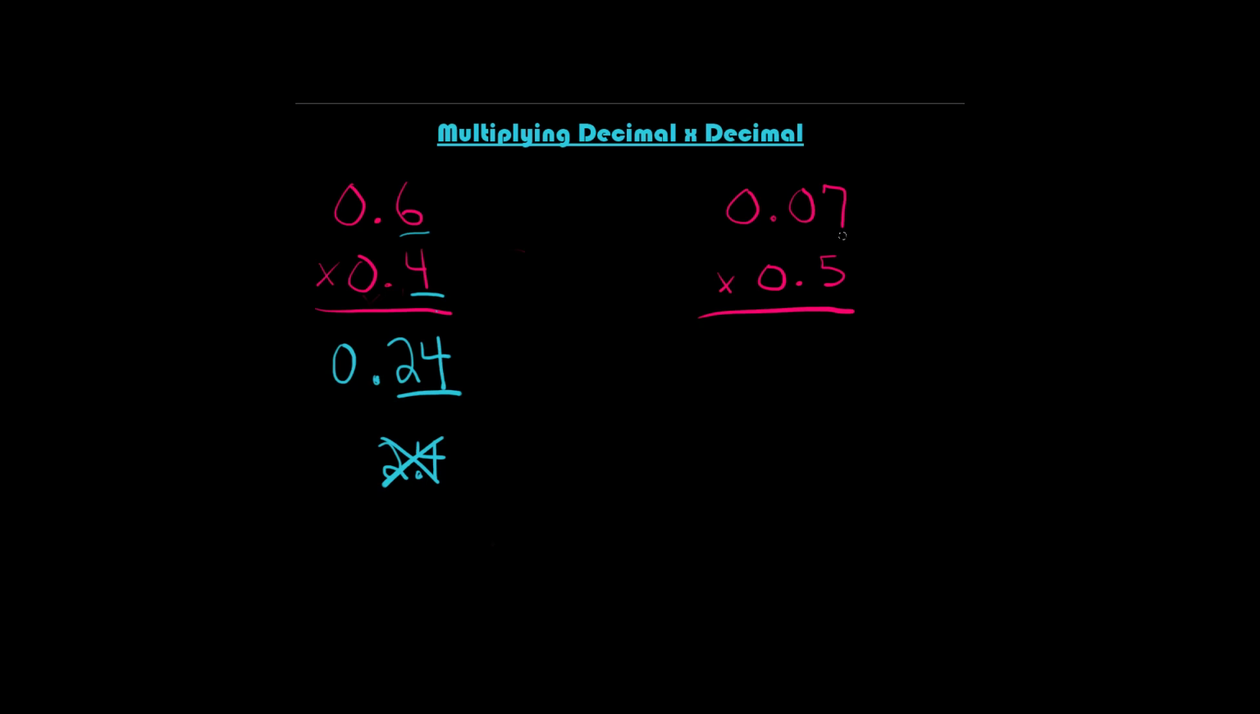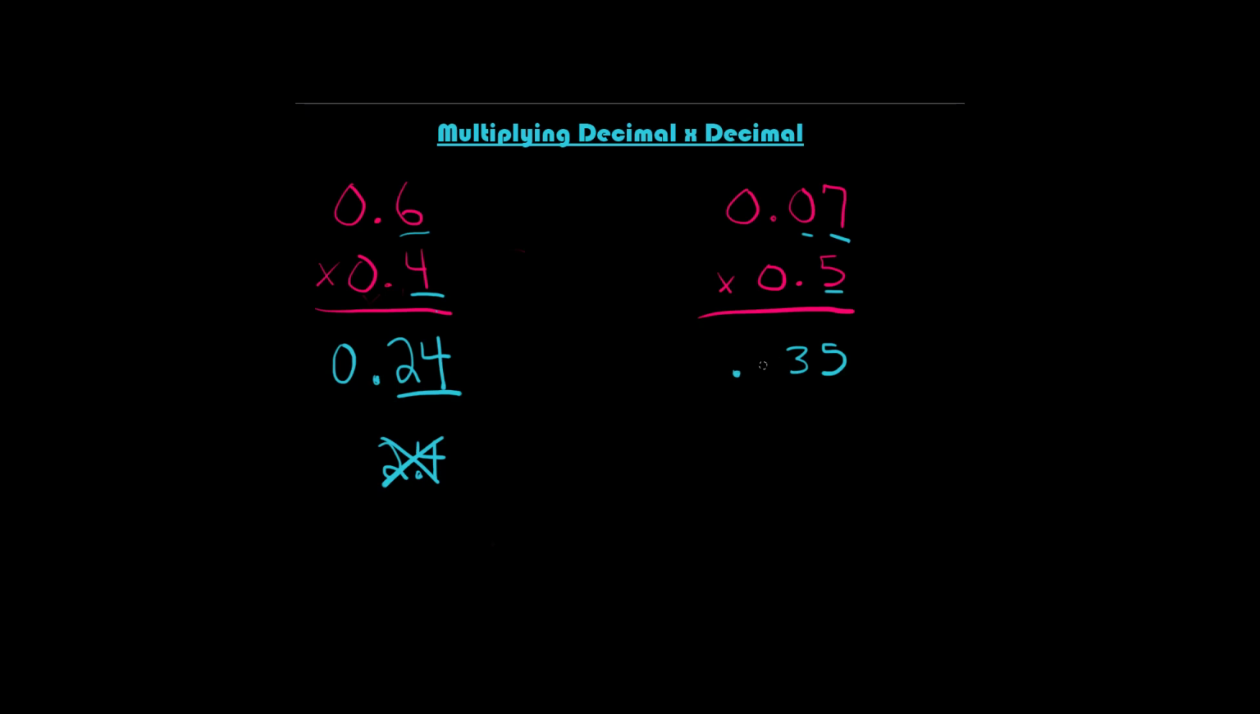So now we have 3 decimal spots to the right. So we have 0 and 7/100ths times 0 and 5/10. Let's go ahead and do the easy math. 7 times 5 is 35. All right, and now we have 1, 2, 3 spots to the right. So I'm going to put my decimal over here. We only have 2 numbers. What do you think we have to put here?